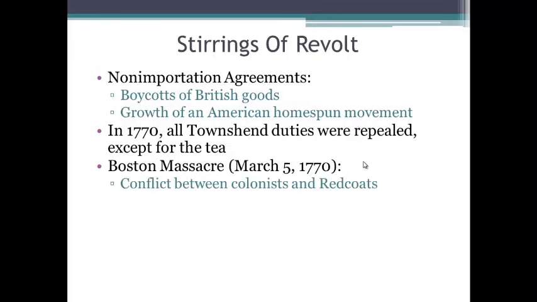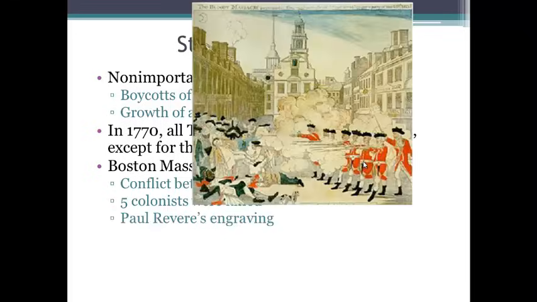In the same year, March 5th, 1770, we have a conflict between the colonists and the Redcoats in Boston. Nobody really knows why the British fired, but ultimately the British did, killing 5 colonists. And you see this very famous engraving by Paul Revere, who was a printer, and within days this was seen all throughout the colonies. So you see the British firing on a crowd of what looks like peaceful protesting colonists here, and there's pools of blood on the ground.